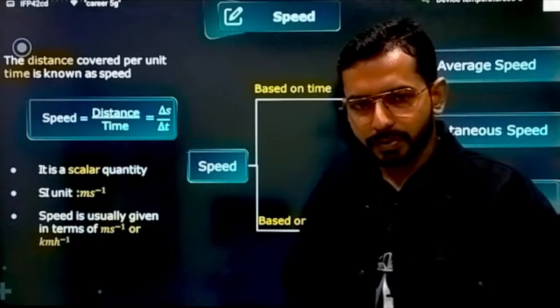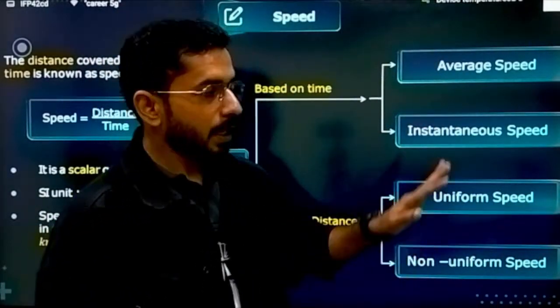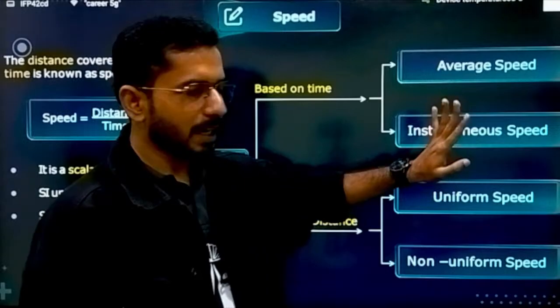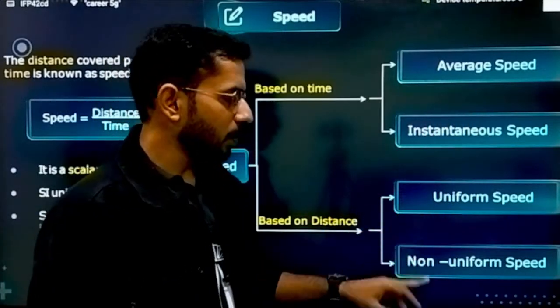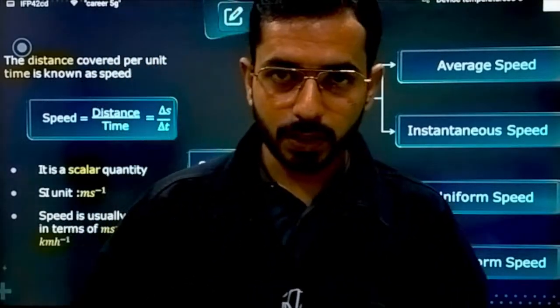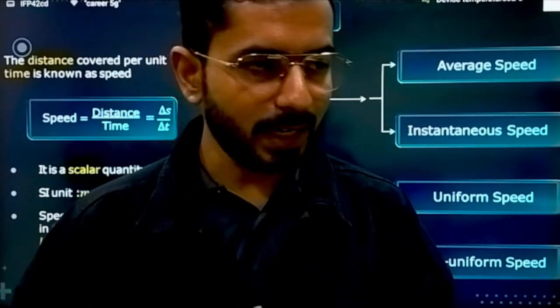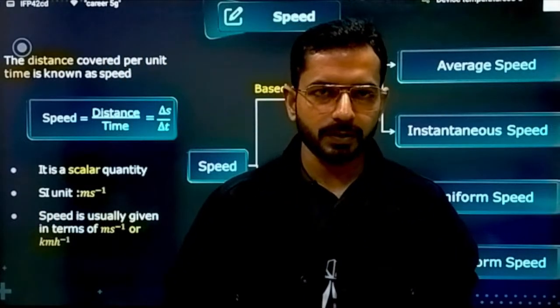Now it has different varieties. Based on time, there are two types: you will have average speed, or you will have instantaneous speed. Based on distance, it will have uniform speed and non-uniform speed. Now these four things will come up everywhere, in velocity also, in acceleration also. So understand it at one time, and the same pattern will be repeated for everyone.